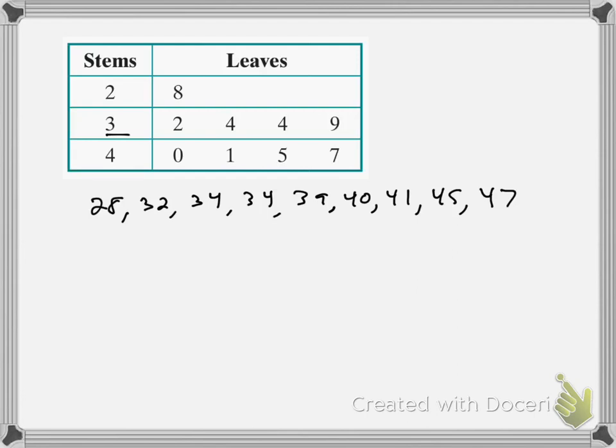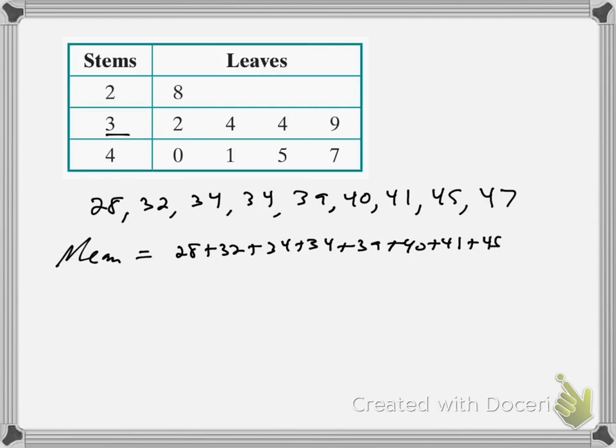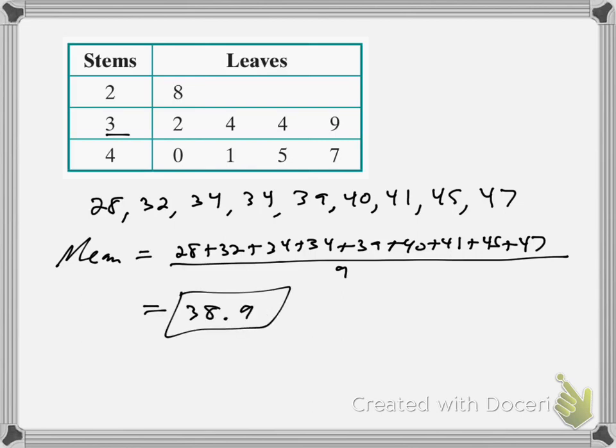Okay, so the mean would just be the sum of those, over how many there are: 1, 2, 3, 4, 5, 6, 7, 8, 9. That equals 38.9. Okay, so that's my mean.